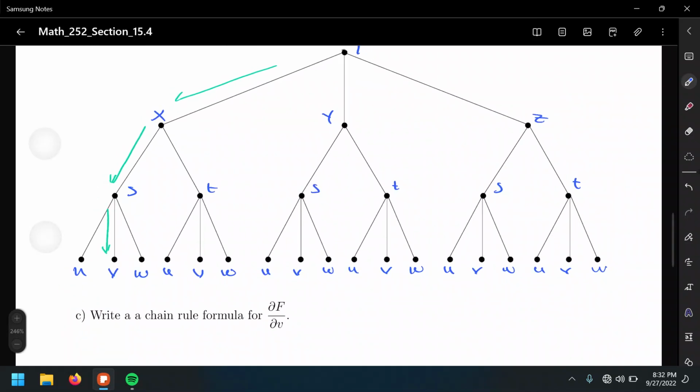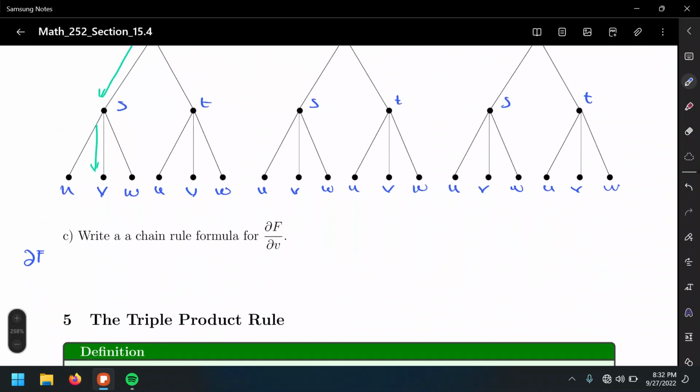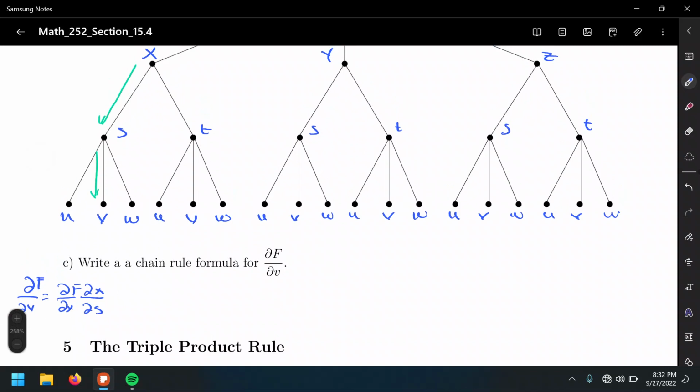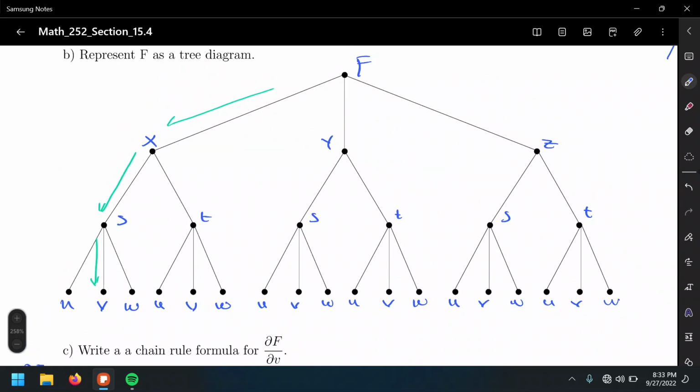Let's write those down. So that's going to be partial f with respect to v. So number one, that's a partial f with respect x, and then partial x with respect s, and then partial s with respect v. So far so good? Let's see if there's any other possibilities in this branch.